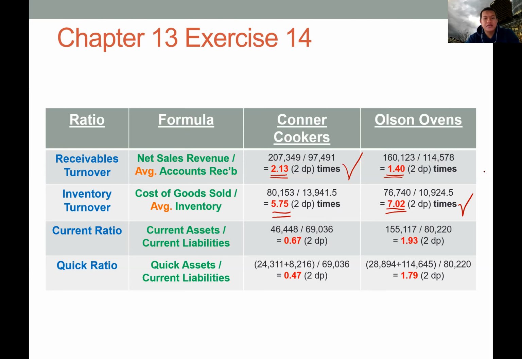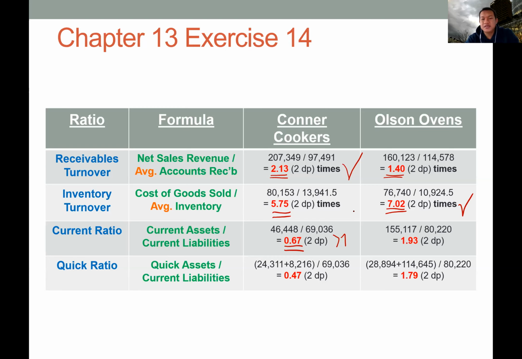Okay, next is the current ratio. Current asset divided by current liabilities. For Kanner, I got 67%. This is quite alarming because we have discussed that you should expect this ratio to be at least 1, and ideally more than 1, right? Because it shows that the current asset is at least equal to the current liabilities, so the company can satisfy all current liabilities using current asset. But Kanner only has 67% current ratio.